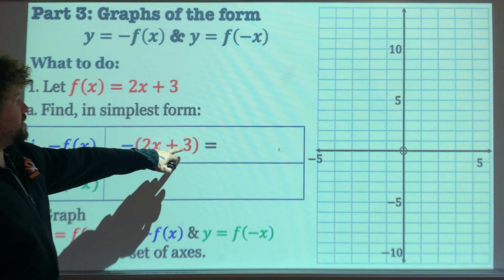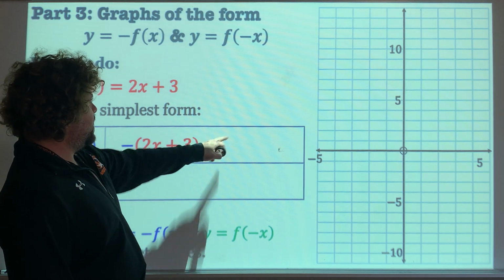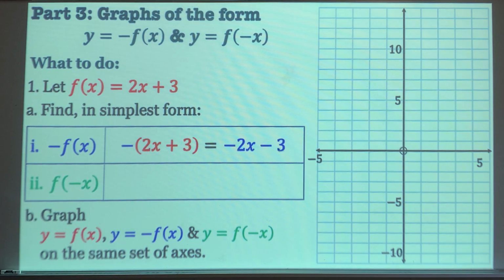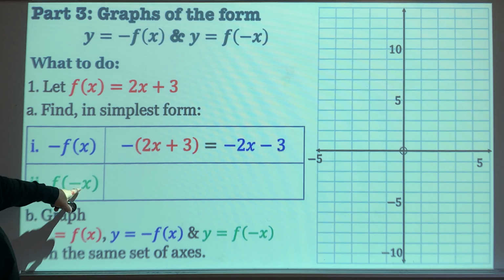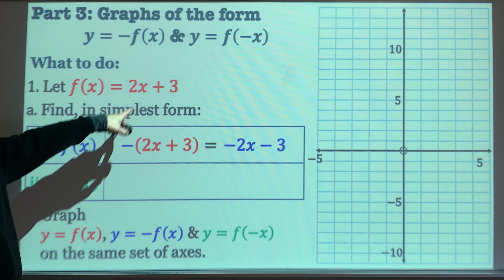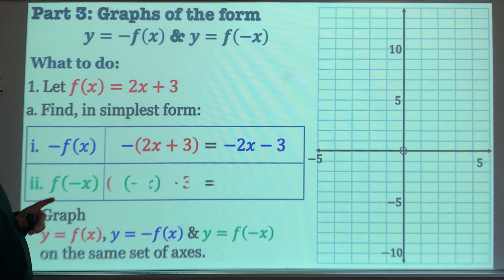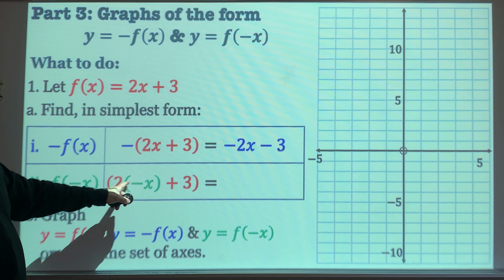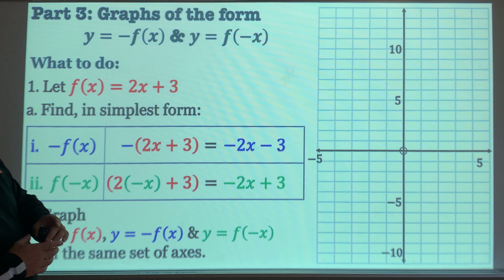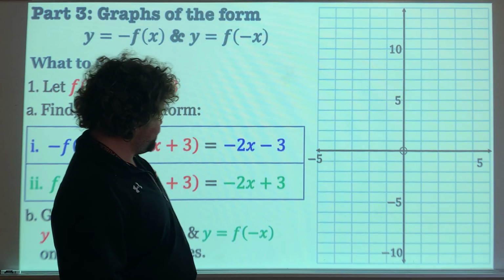Negative times 2x plus 3 is, distribute the negative sign, negative 2x minus 3. All right, what happens if you put the minus on the inside? What that means is you replace this x with a negative x. So that's going to be 2 times negative x plus 3, which is just negative 2x plus 3. Notice these are similar but a little different.